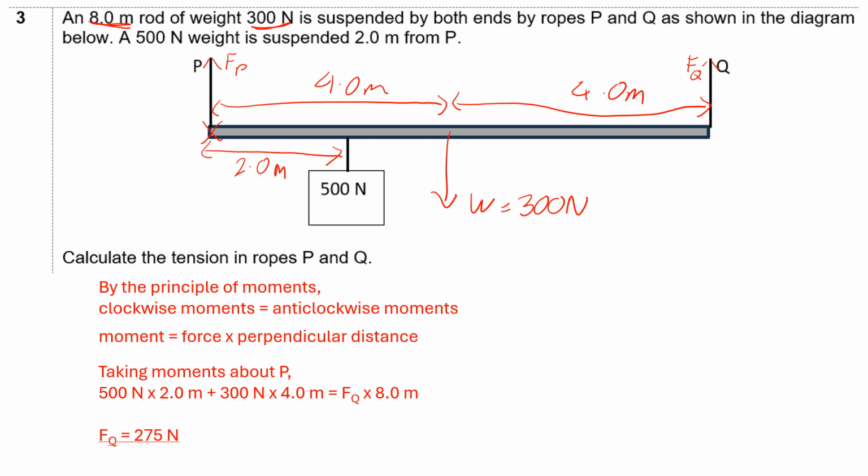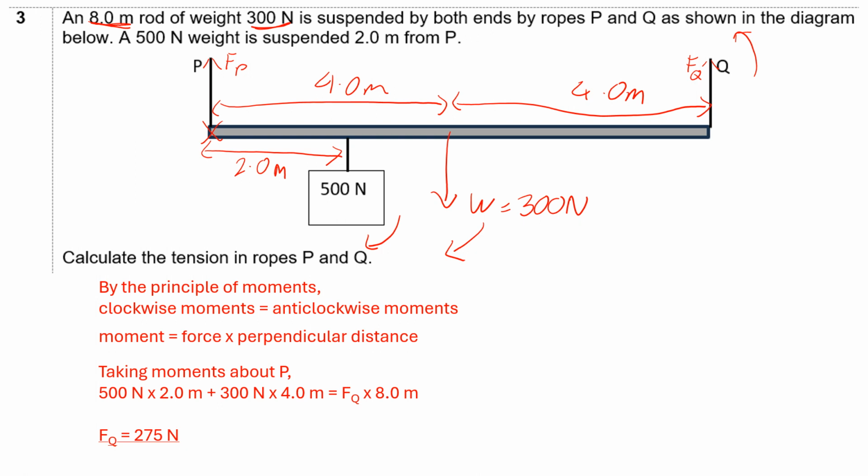So looking at this, we know that Fp does not have a moment because it is passing directly through P. It is not going to provide a turning effect. The 500 newtons, however, is going to provide a clockwise turning effect. The weight, 300 newtons, a clockwise turning effect. And Fq is going to provide a counterclockwise turning effect in the opposite direction. So with these three different forces, with three different moments, we are able to calculate the effective result.